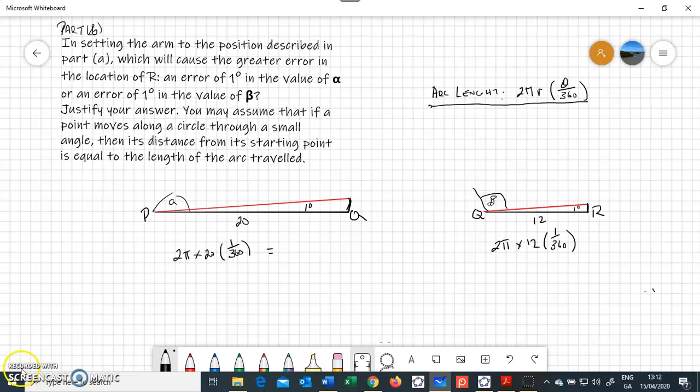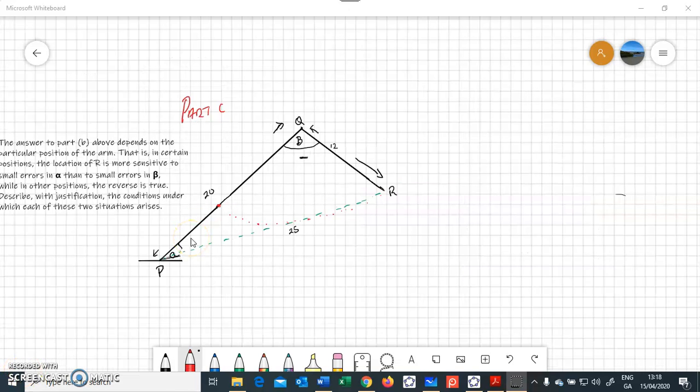And when you work both of those out, over here you get 0.4363, and here you get 0.2094, to 4 decimal places. And you can see very clearly that the error will have a bigger effect on the angle alpha than the angle beta, and that's it. Okay, so now I'm going to move on to part C.